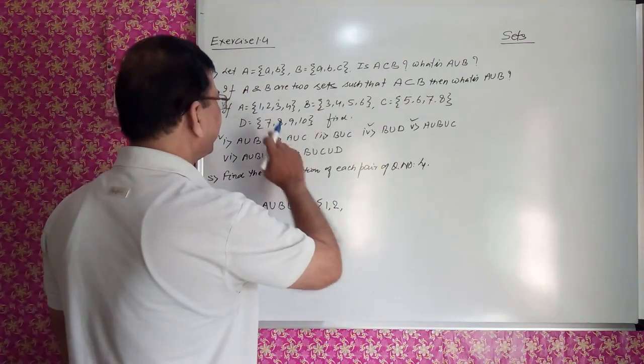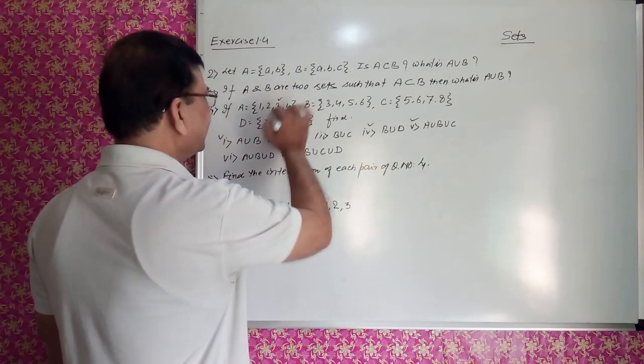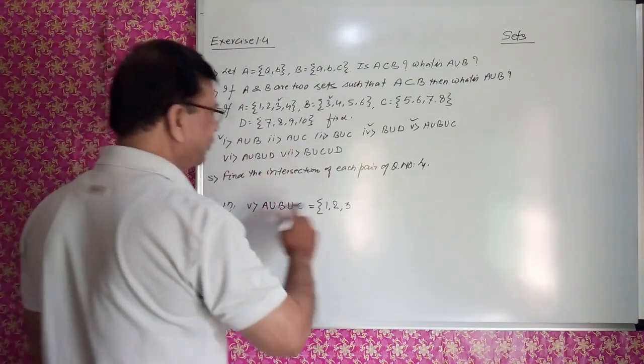2 is there? No, not there. 3. 3 is here and 3 is here. So I have written it once. Then we will talk about 4.